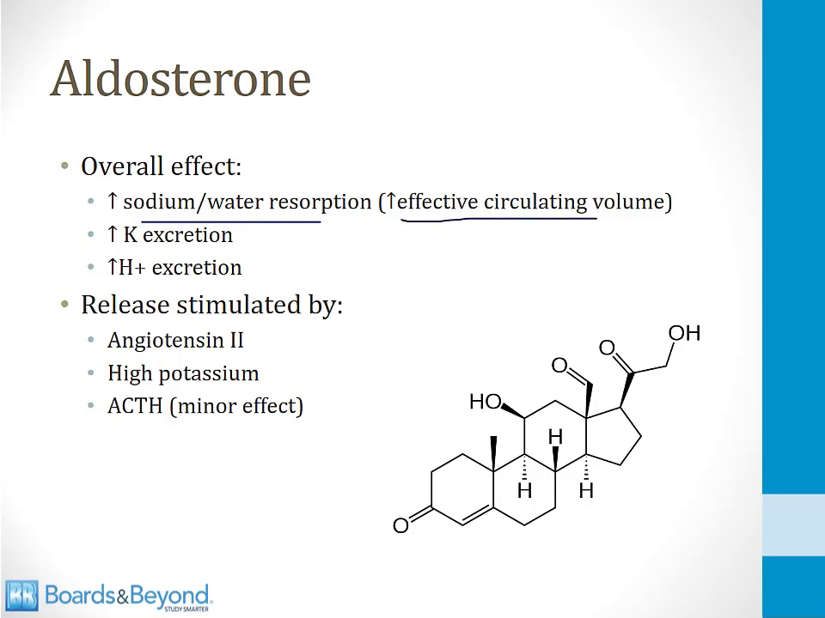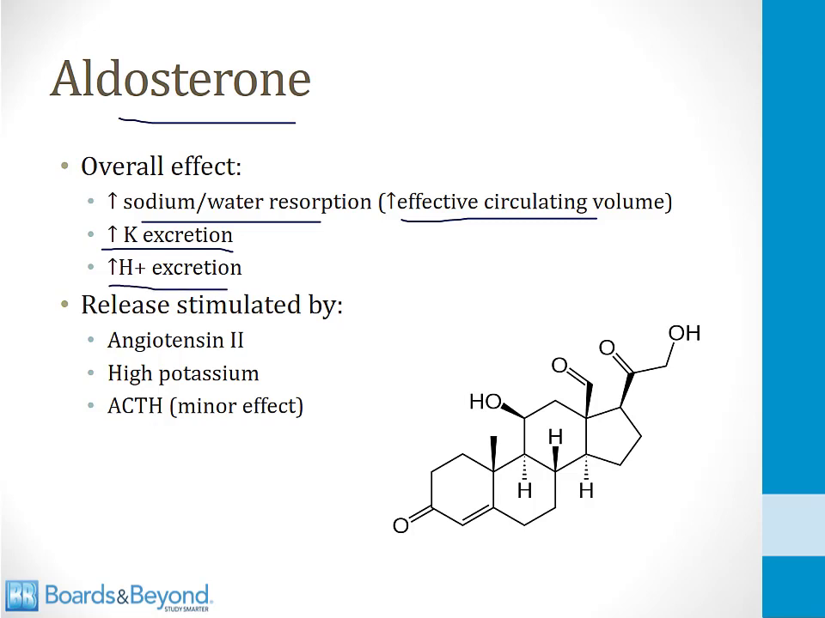This will increase the effective circulating volume, and that's why aldosterone is part of the renin-angiotensin-aldosterone system. The job of that entire system is to respond to low perfusion pressure in the body and increase the circulating volume. Aldosterone will also increase potassium excretion, and that's why it is a hormone responsible for the regulation of serum potassium levels, and it will also promote acid excretion.